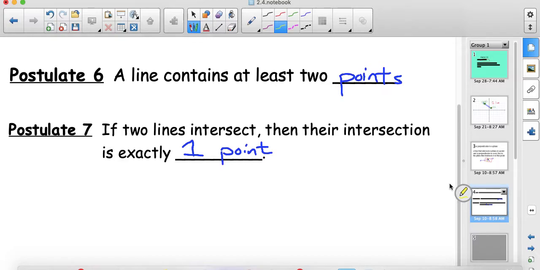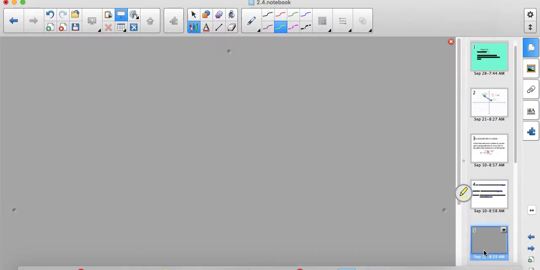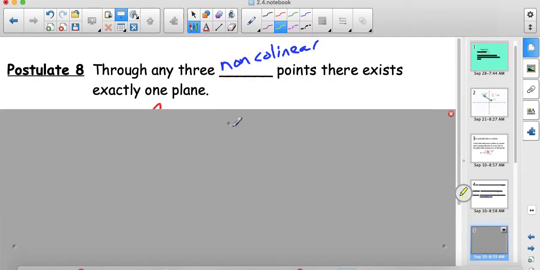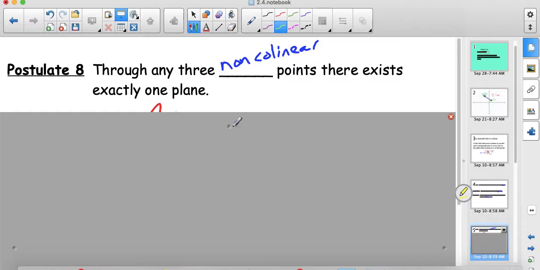Now the next one talks about our planes. In postulate 8, in order to have a plane, we have to have at least 3 non-collinear points. So through any three non-collinear points, there exists exactly one plane. So here I have the three non-collinear points, then I have my plane.